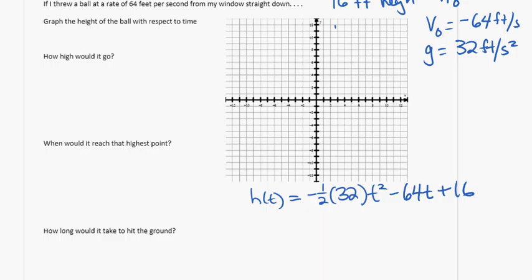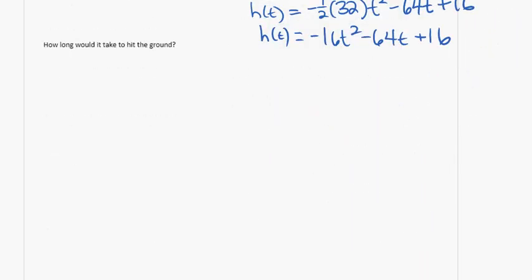And now I want to graph that, so let's simplify it. Negative 16t squared minus 64t plus 16. How do I graph this? Well, as you recall in the prior problems, we're putting it together. We can complete the square. And once we complete the square, we can graph it.